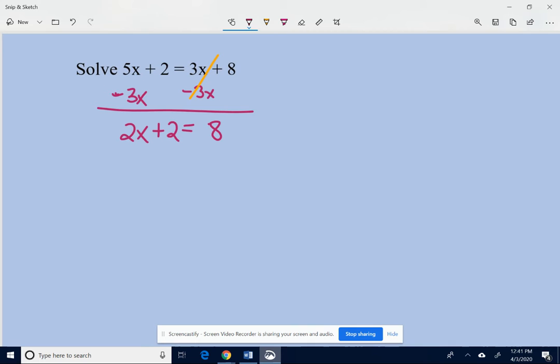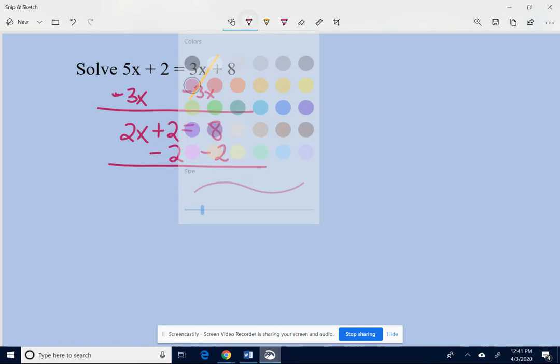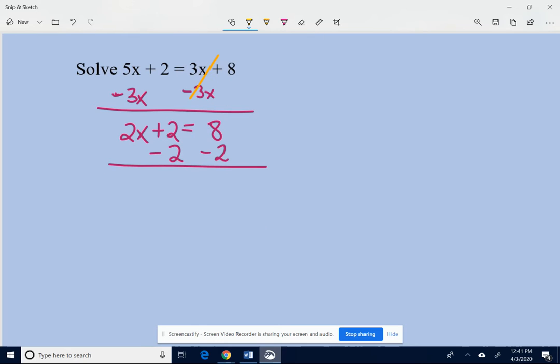I need to get the x alone. I have a number added. To get rid of my added number, my 2, I'm going to subtract 2 from both sides. And on the left, my 2 minus 2 cancels. So I'm left with 2x. On the right side, I'm left with 8 minus 2. 8 minus 2 is 6.